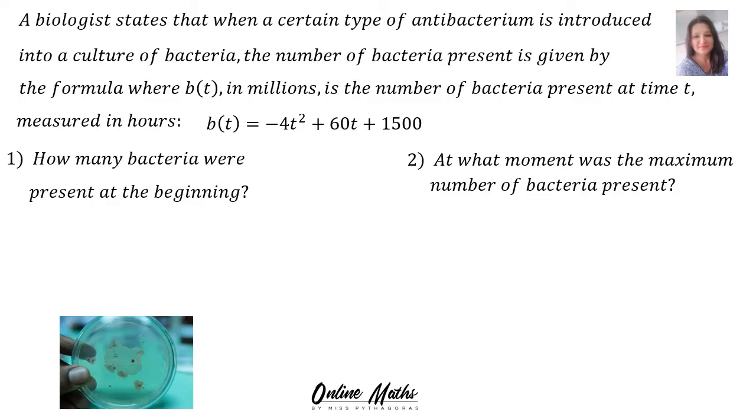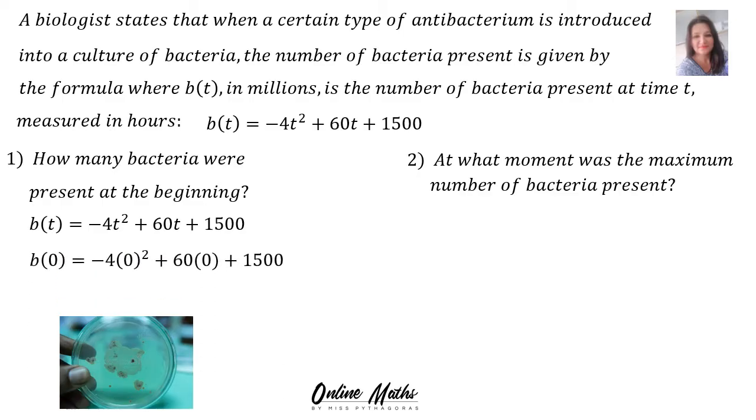Question 1. How many bacteria were present at the beginning? And at the beginning means at time equals 0. So therefore, into the original equation, in T's place, you will substitute 0, and then the answer is 1,500 million.